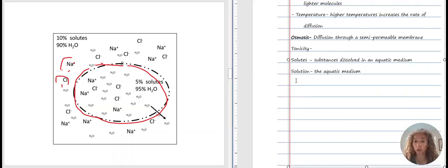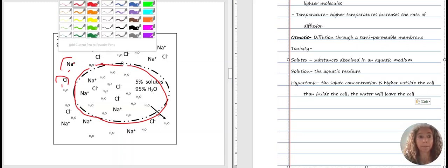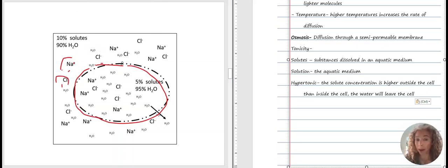Because the solute concentration is higher outside the cell than inside the cell, water will end up leaving the cell to try to reach equilibrium, because remember that these solutes cannot fit through this semi-permeable membrane. Only these small water molecules can fit through the semi-permeable membrane.